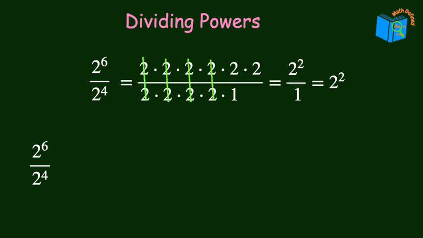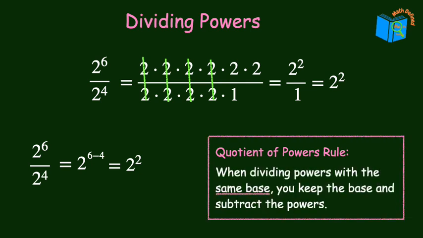The first thing to notice is that both powers here have the same base of 2. And when we wrote both the numerator and the denominator in expanded form above, we took away or canceled 4 of the 2's. When we take away values, we are in essence subtracting. So if we keep the base of 2 and then subtract the exponents, we get that same power of 2 squared like we did before. What a great shortcut! This pattern or shortcut is called the quotient of powers rule. It states that when dividing powers with the same base, you keep the base and subtract the powers.